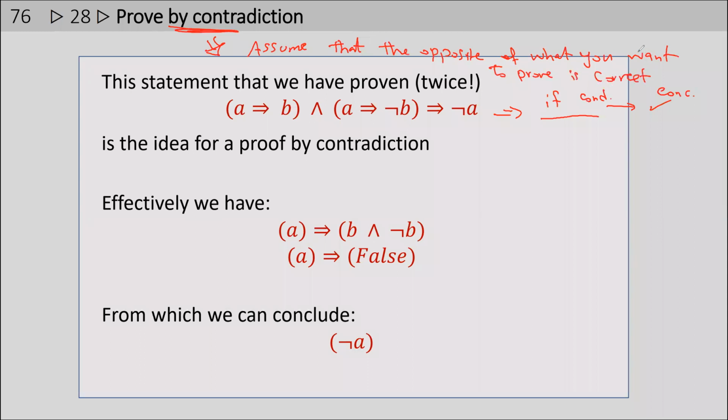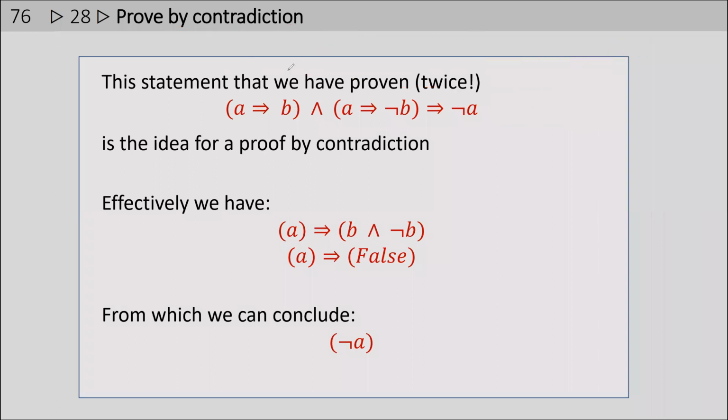So هنعمل ايه يا شباب؟ هنفترض ان عكس اللي انا عاوز اثبته صح، واحاول امشي في الاثبات وابين ان الفرضيه بتاعتي اللي انا فرضتها دي عمرها ما تحصل، غلط. وبالتالي ما دام عكس اللي انا عايز افرضه عمره ما يحصل، يبقى اللي انا عايز افرضه هو اللي صح. Okay, so this statement that we have proven twice كانت دي.